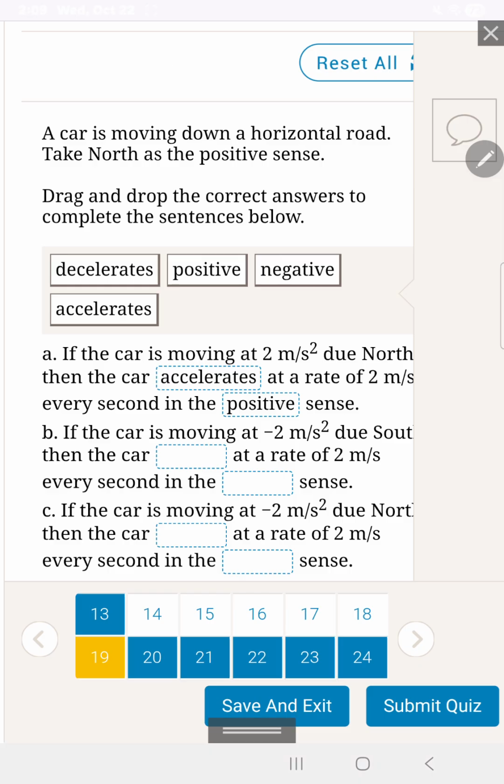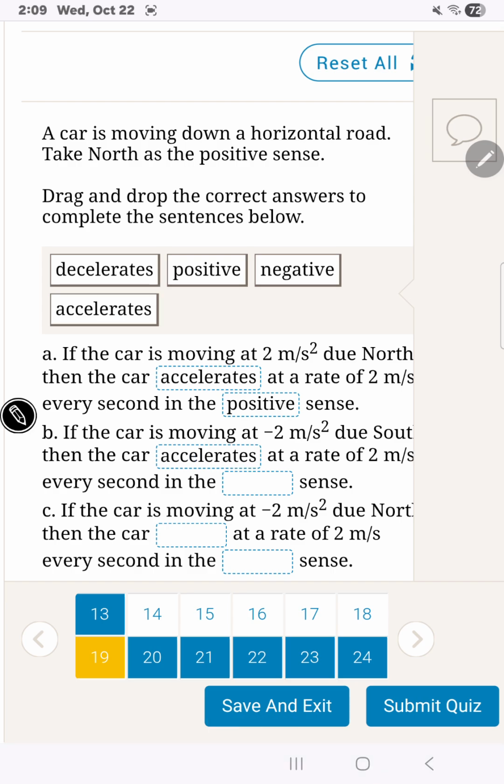Question B now. If the car is moving at negative 2 meters per second squared due south, then the car, here we say, accelerates. So then the car accelerates at a rate of 2 meters per second every second in the negative sense. So here you choose negative sense.